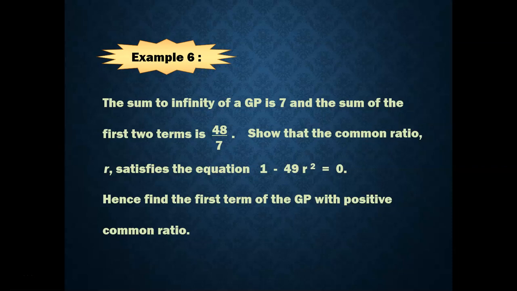Remember that. The sum to infinity of a geometric progression is 7, and the sum of the first two terms is 48 over 7. So you've got S infinity equals 7, S2 is 48 over 7. Now we're going to have to show that the common ratio r satisfies the equation 1 minus 49 r squared equals 0. Hence, find the first term of the geometric progression with positive common ratio.